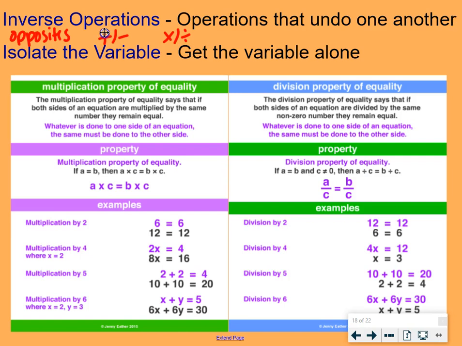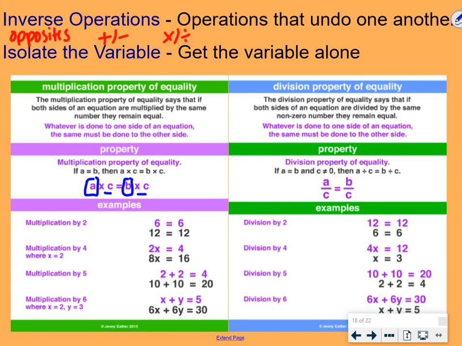And again, isolate the variable. Get the variable alone. So we have two properties of equality. We have the multiplication property of equality, which basically says that if you multiply one side of an equation by a number, you have to multiply the other side of the equation with a number. So if we have A and B, then we multiply A by C, then we have to multiply B by C to keep the equation equal.